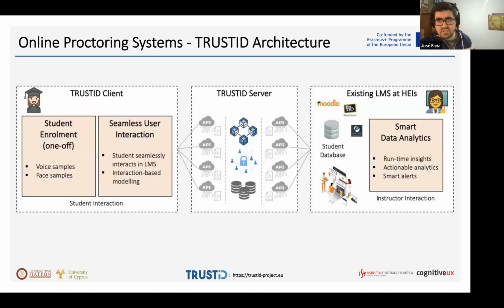The architecture looks something similar to this. Any client will just download their application on their computer and is able to seamlessly log into the system using the credentials from the university.